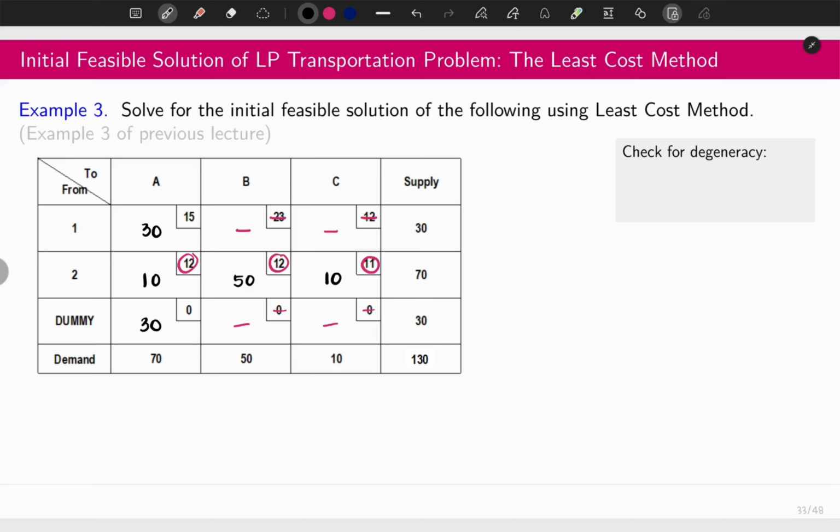Oh, let's check for degeneracy. We have 3 sources plus 3 destination minus 1. Is this equal to 5? Okay, the number of occupied cells is 5. So, this is not degenerate.